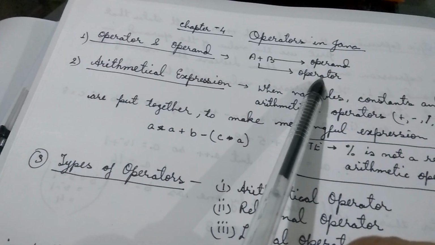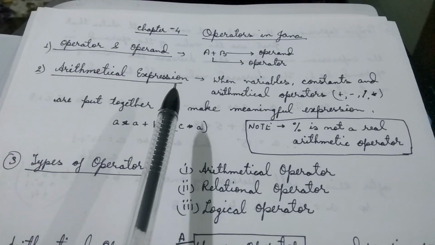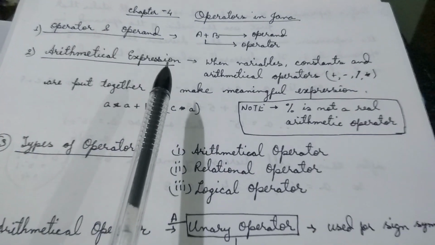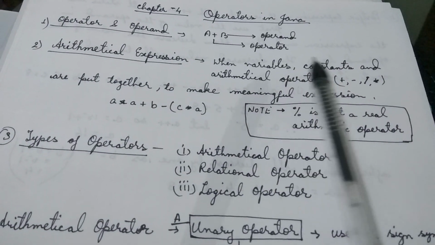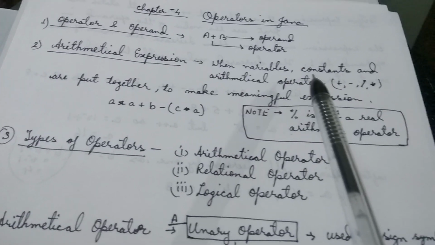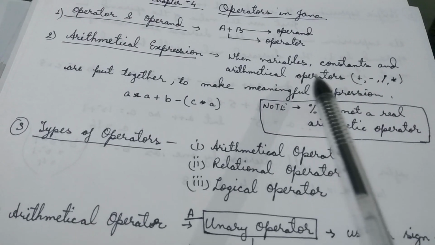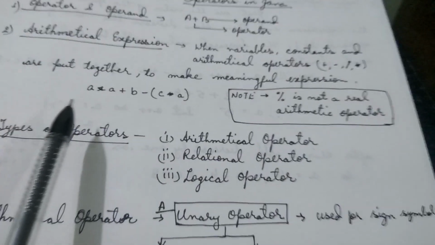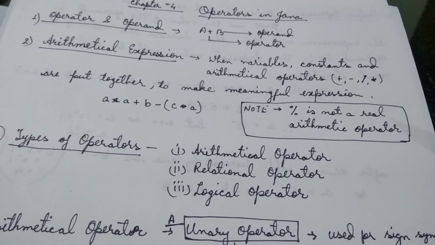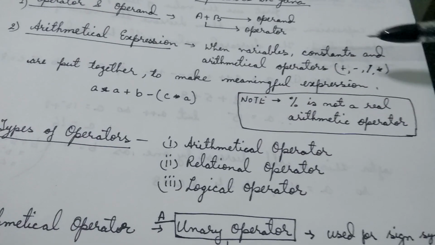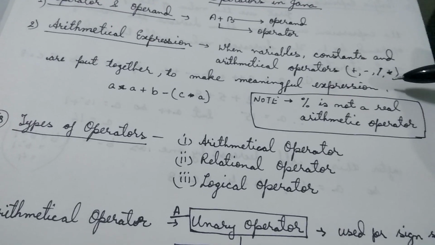an operator. Now what is an arithmetical expression? An arithmetical expression is any expression which has meaningful variables, constants and arithmetic operators. It means we can say a combination of variables, constants and arithmetic operators. When they are put together to make a meaningful expression, we say it is an arithmetical expression. Now we can make out the arithmetical operators, that is plus, minus, division and multiplication.